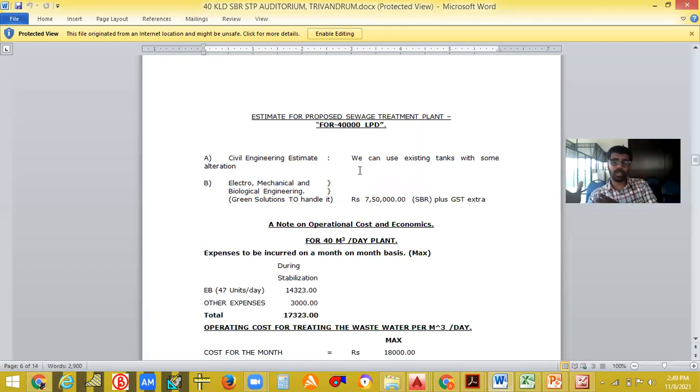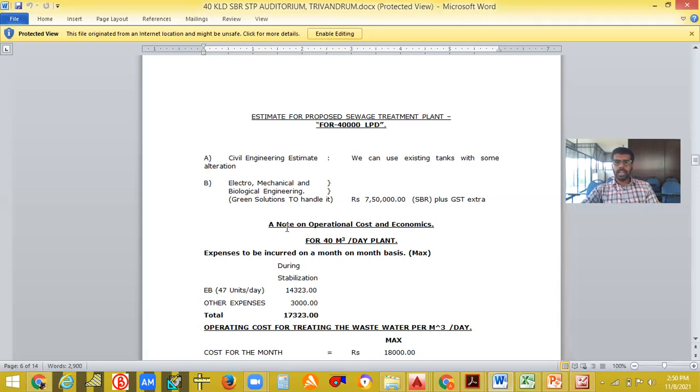If there are some tanks already in that location for some other purpose or for this purpose itself, like a septic tank or something like that, they can make some alteration, because for this STP we need different tanks: holding tanks, filtering tanks, and treated water tanks. If you can make some alteration in it, you can use that. Then electromechanical and biological engineering: their amount is 7,50,000 for 40 KLD, kiloliter per day, or 40,000 liters. It costs almost 7,50,000 only for their equipment.